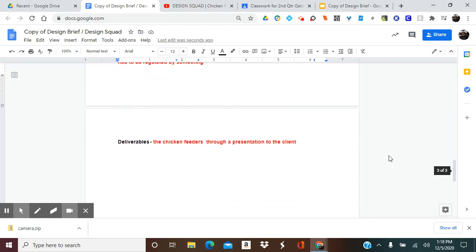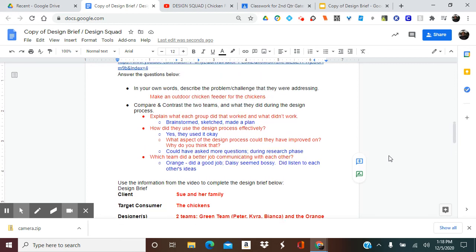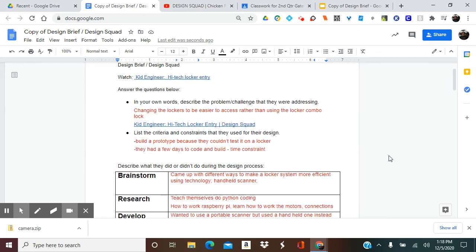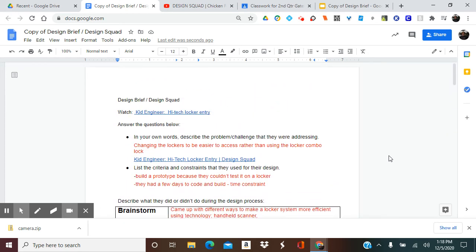So that's basically the design process and the design brief. These are processes that we will use on a regular basis. I'm not necessarily going to point them out to you, but we are going to practice them in class. So hopefully you get the hang of it. If you need more ideas, you can go to the PBIS Kids Design Squad videos and have a look at as many as you'd like. Okay, thanks.